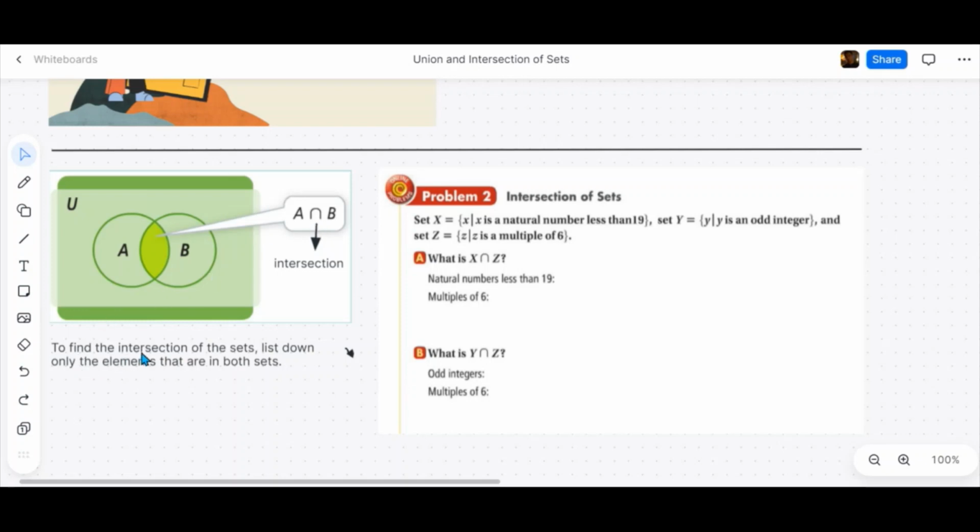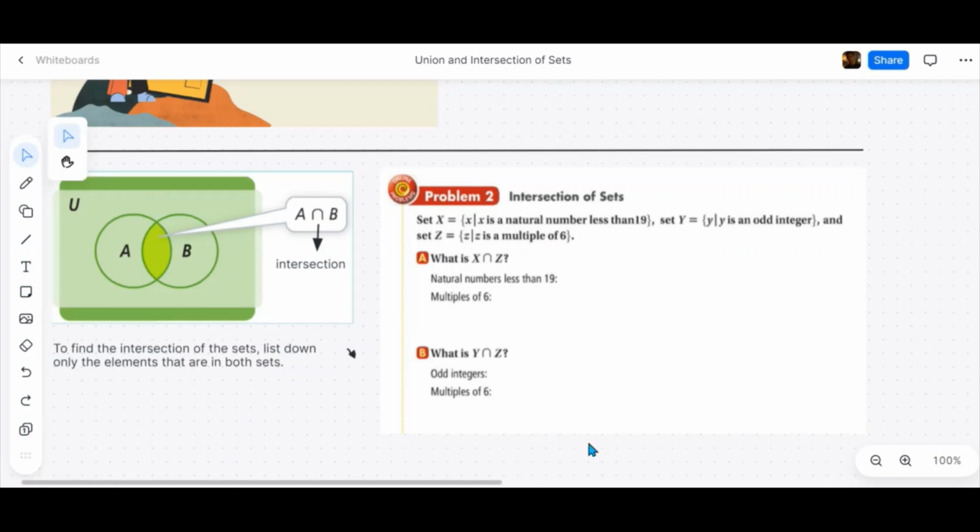Now, to find the intersection of two or more sets, you only have to list down the common elements, or elements that are in both or among the sets. For example, the problem says set X such that x is a natural number less than 19. Set Y is the odd integers, and set Z is the multiples of 6. We first need to list down the elements of every set.